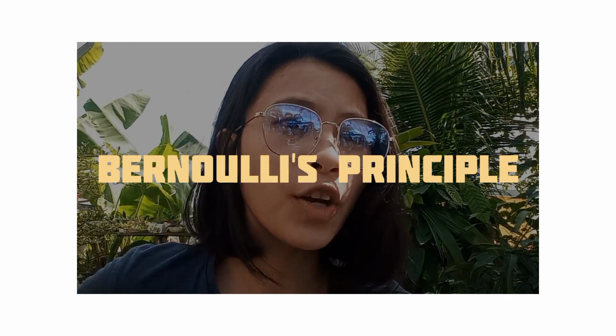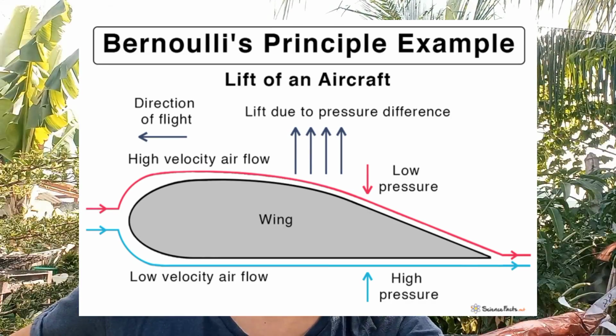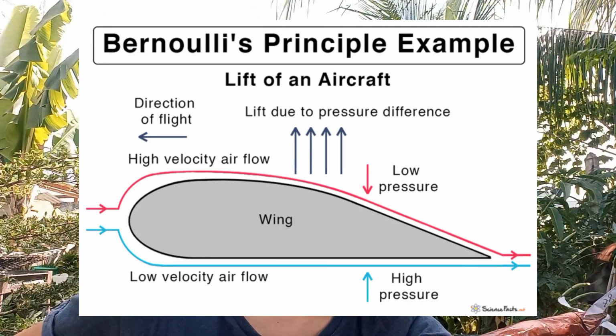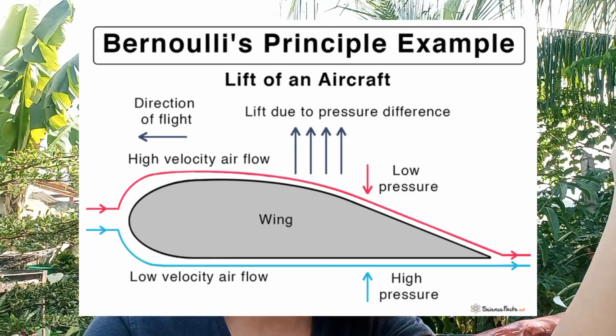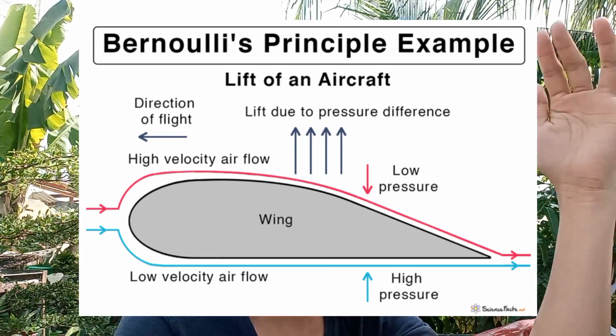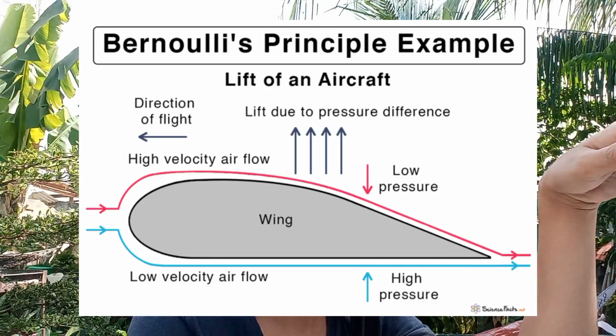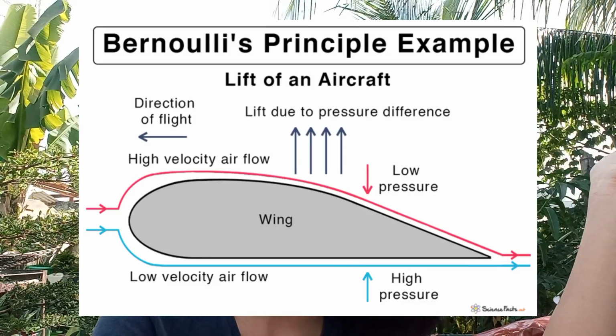Bernoulli's principle. Velocity of fluid increases while the pressure within the fluid decreases. As the wings move through the air, the flow of air in the curved top surface increases in velocity, creating a low pressure area. Thus, the airplane wings generate lift.